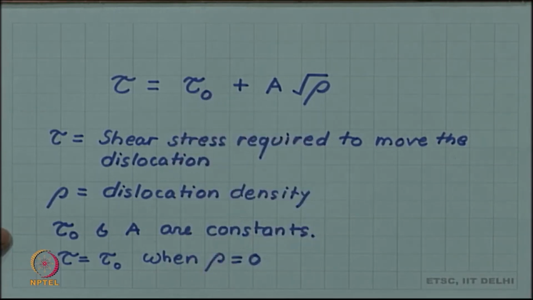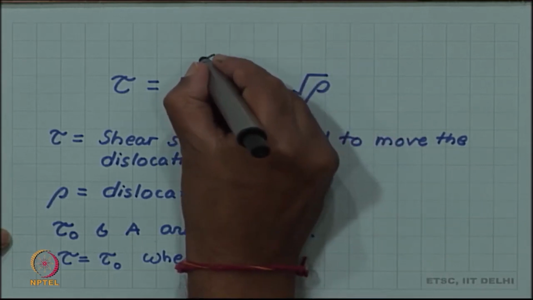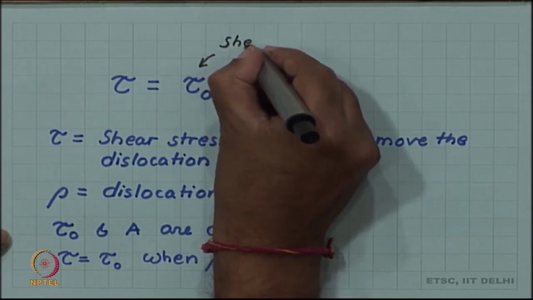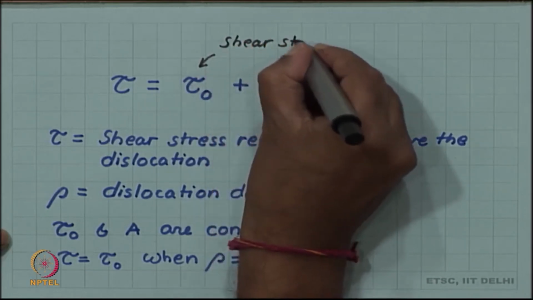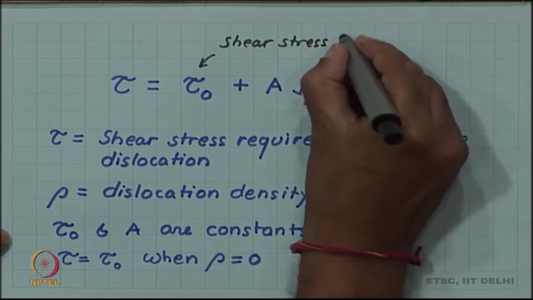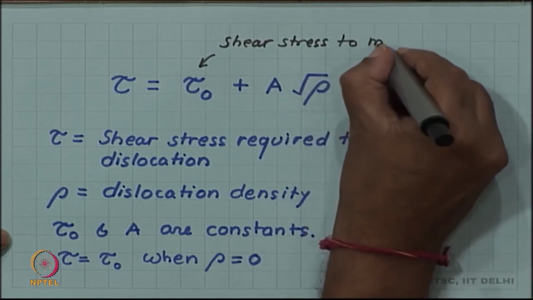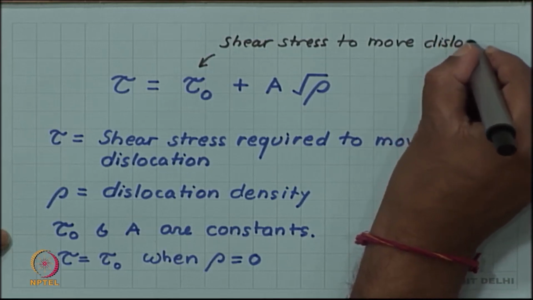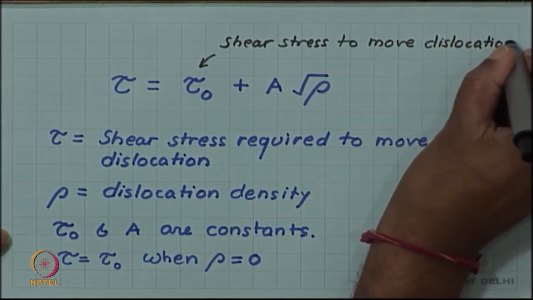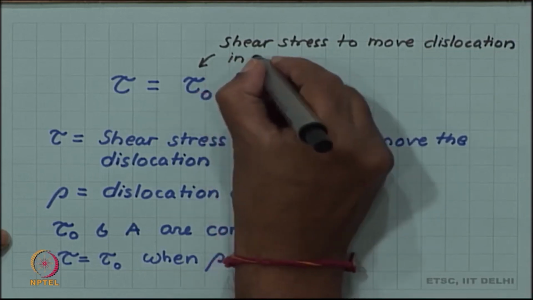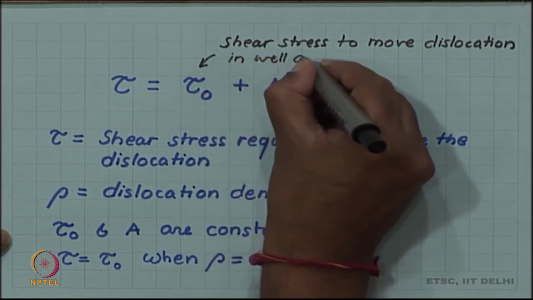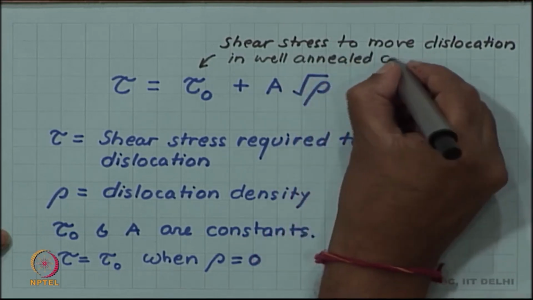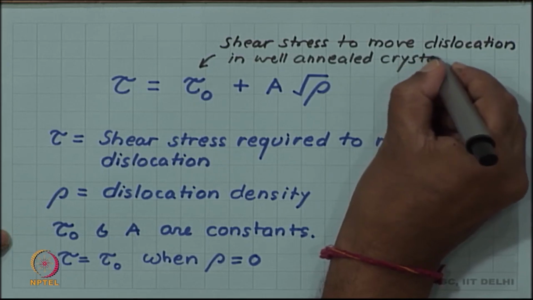So, we can write tau naught as the shear stress for well annealed crystal.